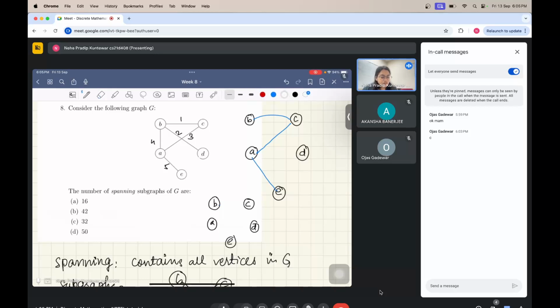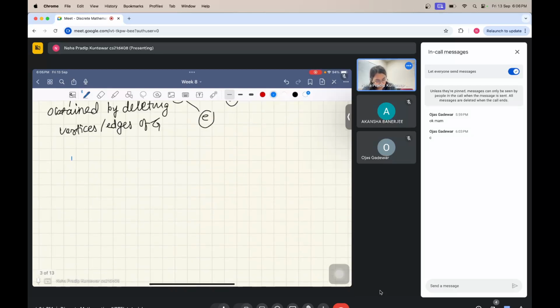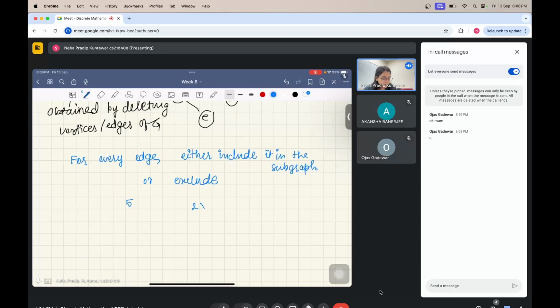So what you are basically doing is asking at every point whether a particular edge is to be included in the graph or not. So for every edge, you have two choices: either include it in the subgraph or exclude. In this case there are 5 edges, so for each of them you have two choices, so that would be 2 into 2 into 2 and so on. Therefore you get 32 possible spanning subgraphs.